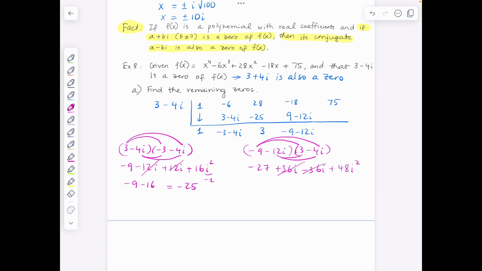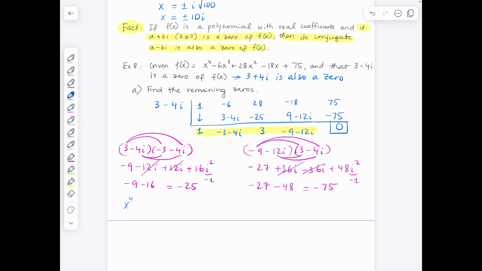Now, these two terms cancel. So we have negative 27 minus 48 because i squared is negative 1. And that will give us negative 75. So we're going to put negative 75 right here. Add them up, give you 0. So what does this tell us? These are the coefficients of the quotient.